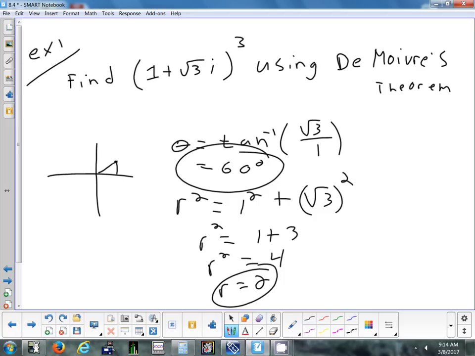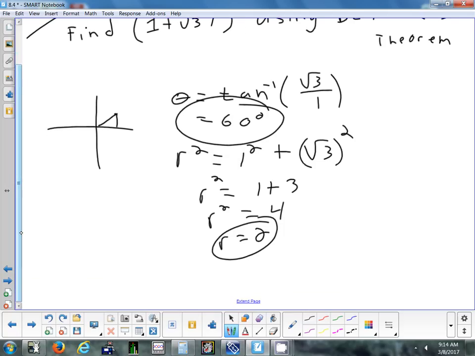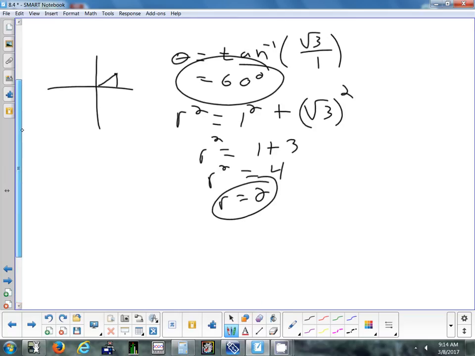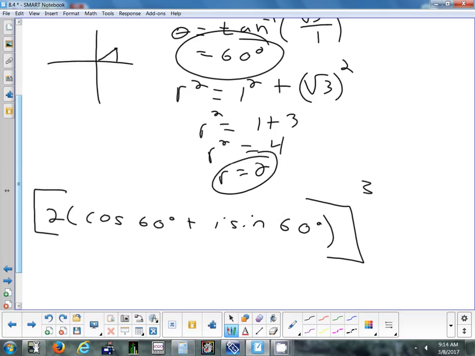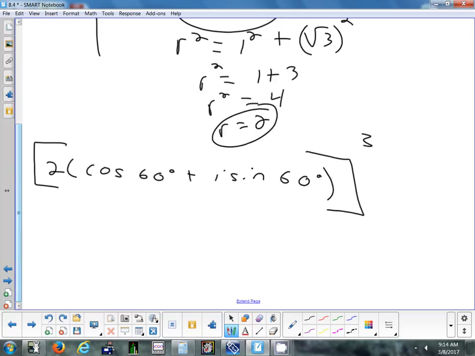Okay, so now I can finally write it in trig form, and then I can cube it, and that part will be super easy. So r cosine, what was the angle, 60? Yes. 60 plus i sine 60. And now you're going to take all of this and cube it. So what do you do with the 2? You cube it. I'll write that down, and then we'll do it separately. So 2 cubed. And then cosine, it's 60 times 3, right? Take your angle and multiply it by your power. 180 degrees.